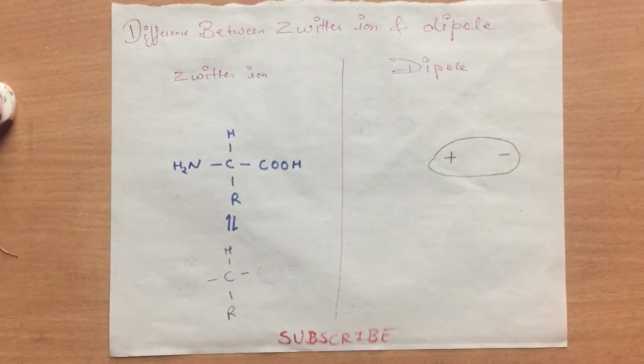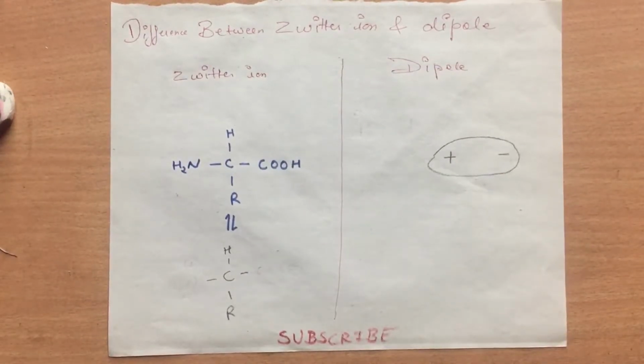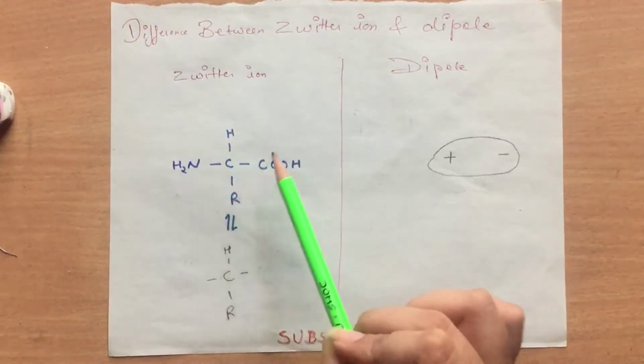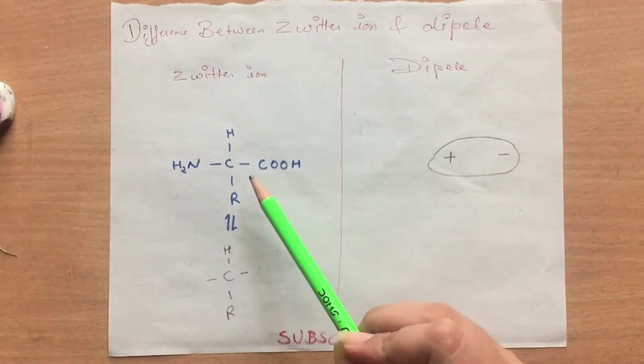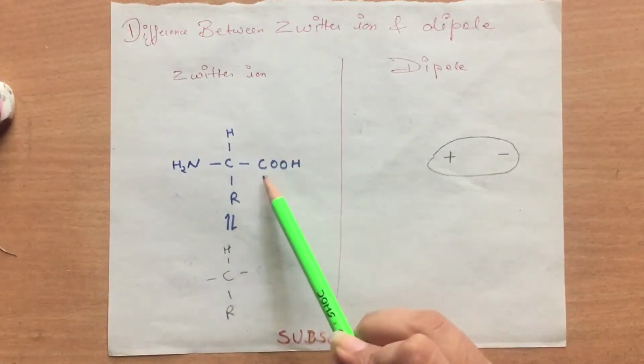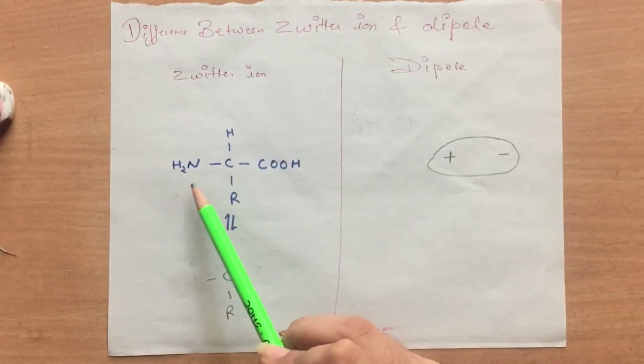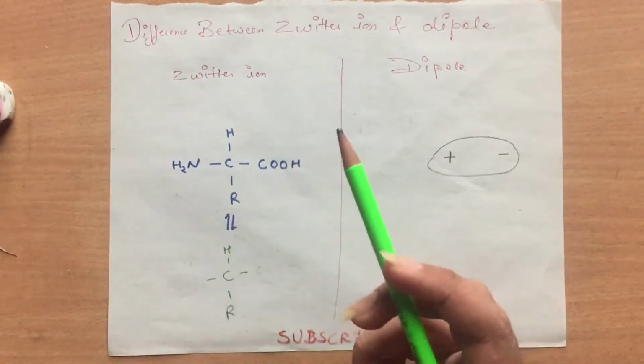Hello students, today we are talking about the difference between Zwitter ion and dipole. So for explaining Zwitter ion, I am taking the example of an amino acid. This amino acid molecule has a carboxylic acid group and the amine group, which are important in this case.